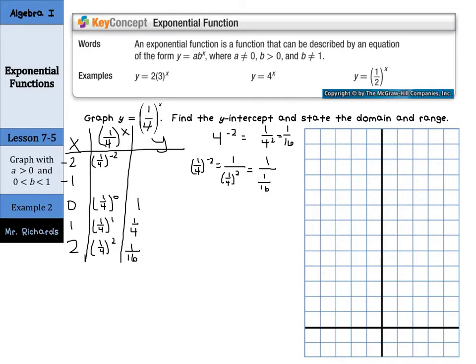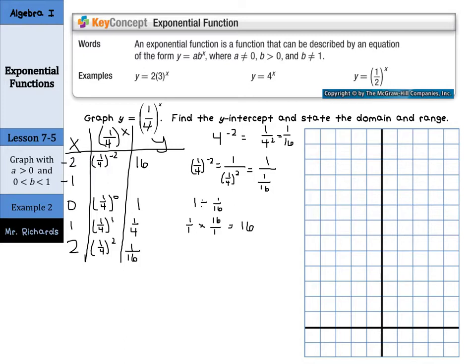Now, from there, this is a complex fraction. We have 1 divided by 1/16. And if we keep our 1, change our division to multiplication, and flip the 1/16, we get 16/1, which is just 16. So 1/4 to the -2nd power is 16.